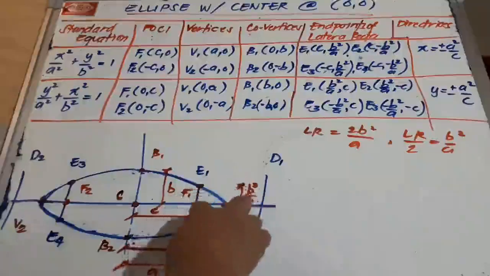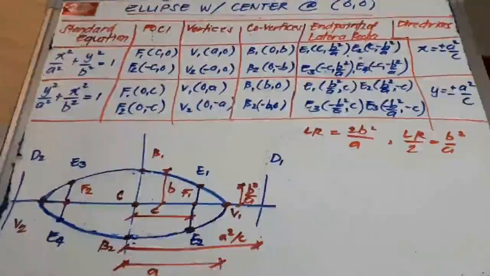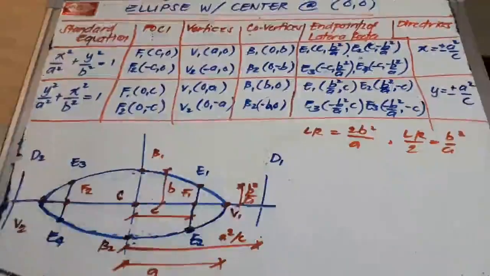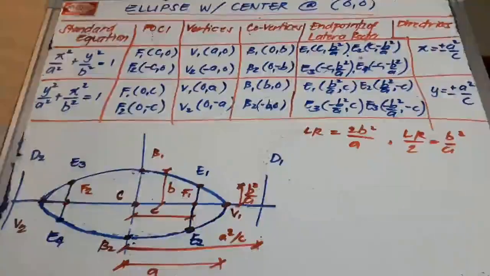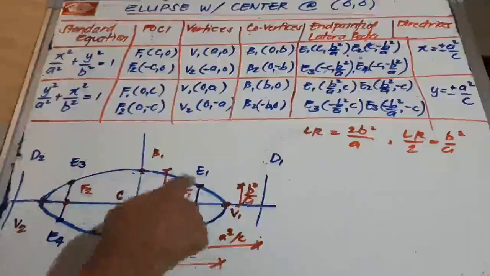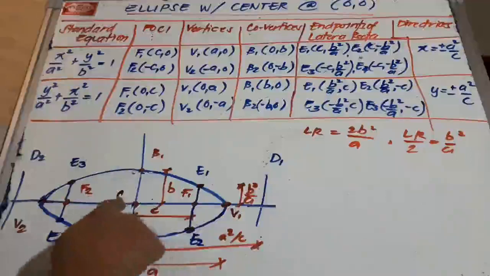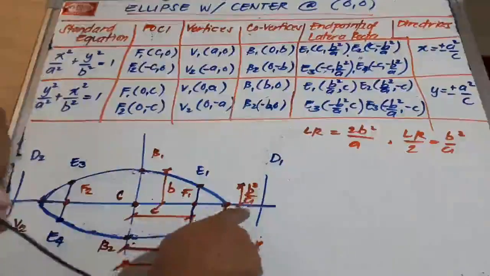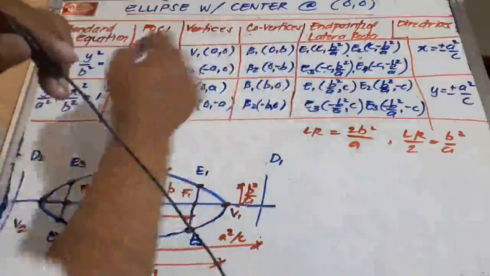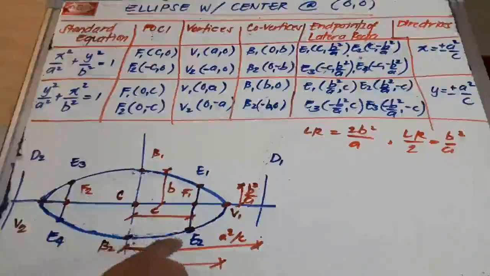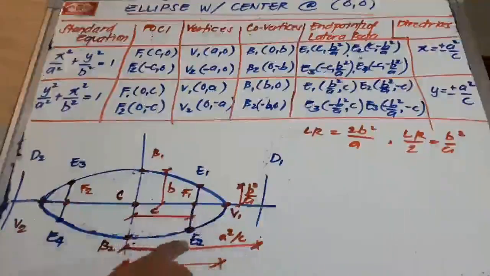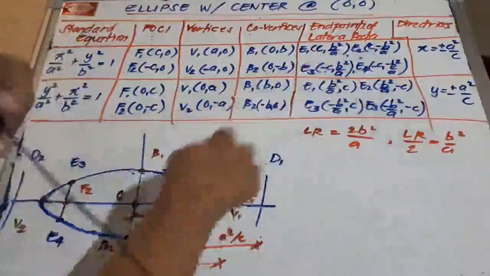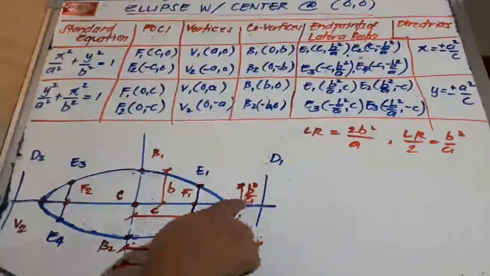So, pag pinagsama natin yung E1 to E2, that will be equal to 2b squared over a. Okay? So, therefore, ang location ng endpoints E1 and E2 will be horizontal distance c, then the vertical distance b squared over a. So, that will be (c, b squared over a). At the bottom naman, we have horizontal distance is c, vertical distance downward, negative b squared over a.